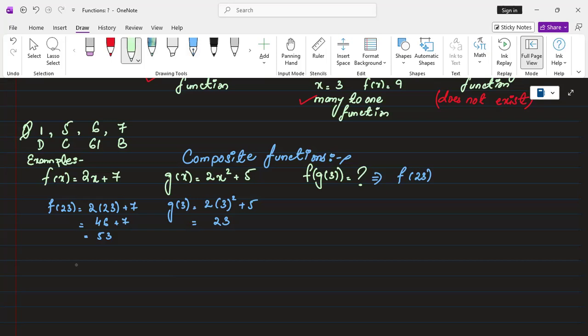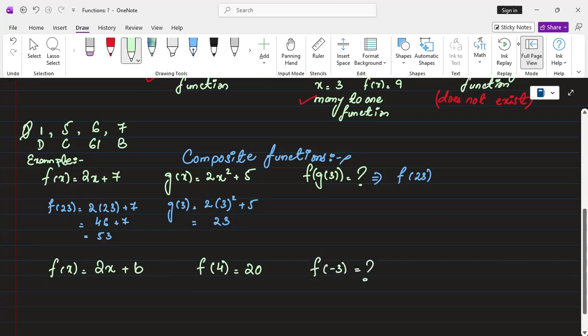Now the second is, for example, it says f(x) is equal to 2x + b. And given that f(4) is equal to 20. And the question says find out the value of f(-3). So how are you going to solve this question?